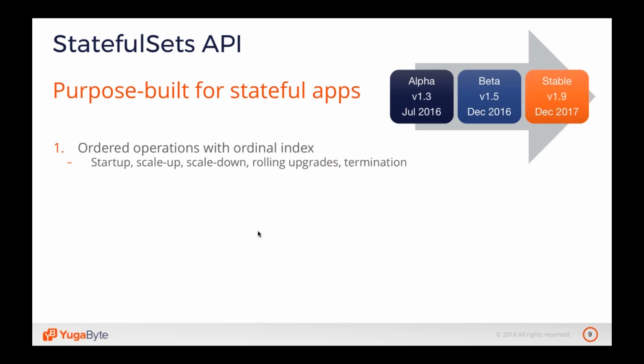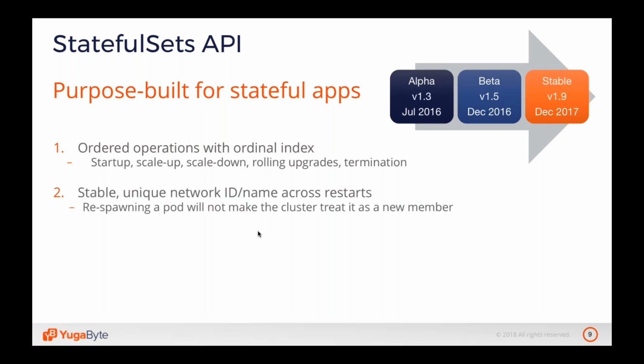Firstly, it supports ordered operations with an ordinal index. So you can reference your different nodes inside a service using numbers. Let me talk to master number 0, number 1, number 2, and so on. And this is really useful when you're trying to start a certain number of nodes in a service, scale up, scale down, do rolling upgrades, terminate, attach to certain ones, and so forth.